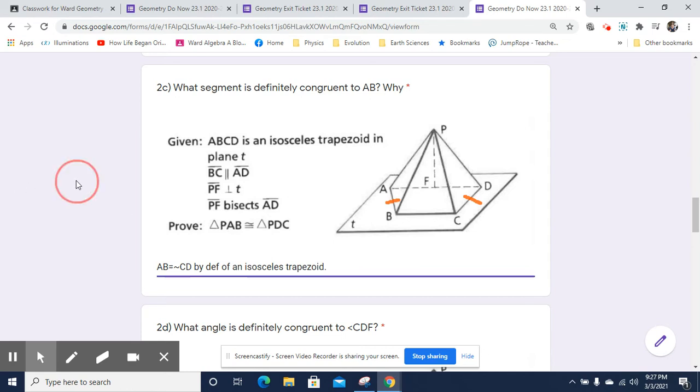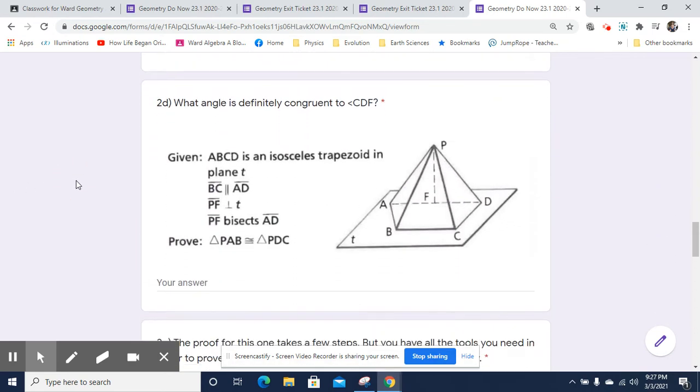Okay, so what angle is definitely congruent to CDF? Well, that's a base angle of an isosceles trapezoid, which means BAF would be congruent. So angle CDF is going to be congruent to angle BAF. Okay, and that's by base angles of an isosceles trapezoid.